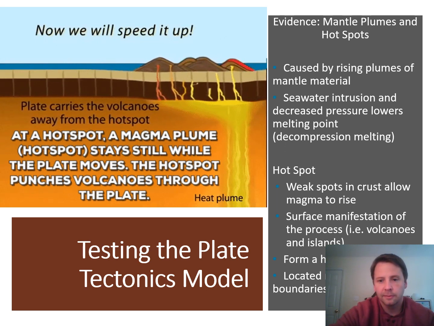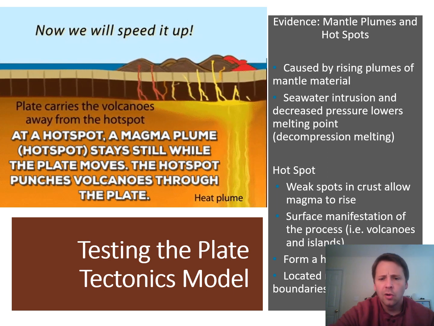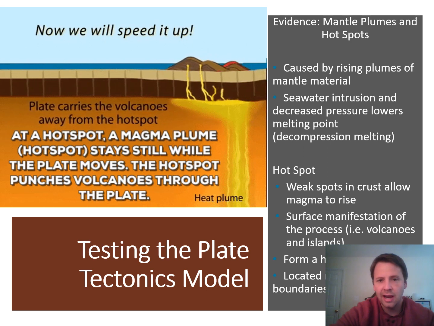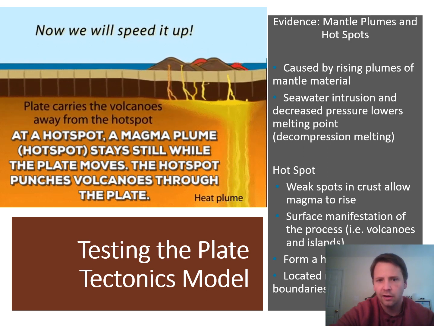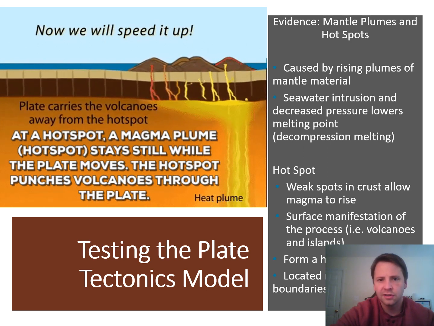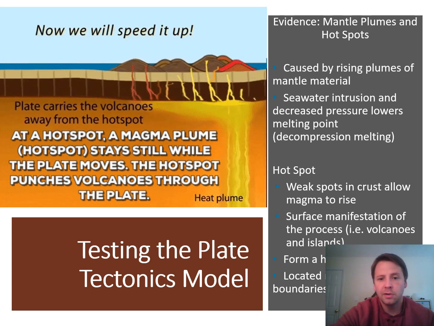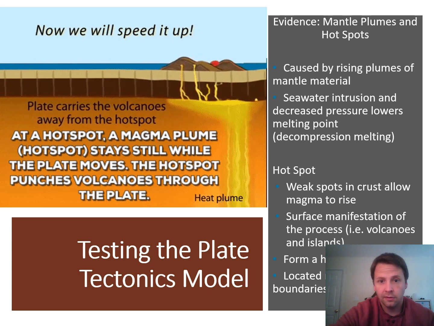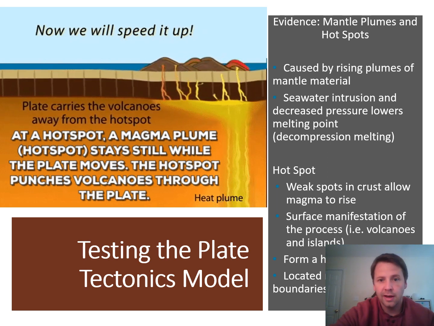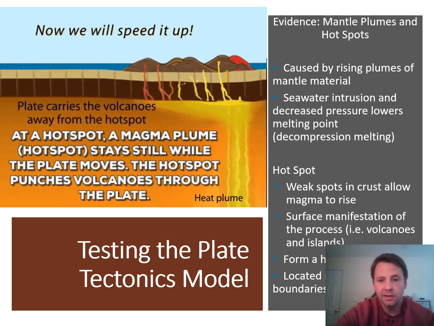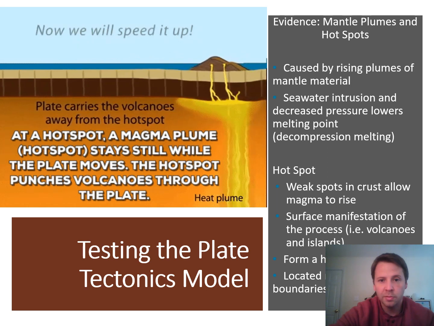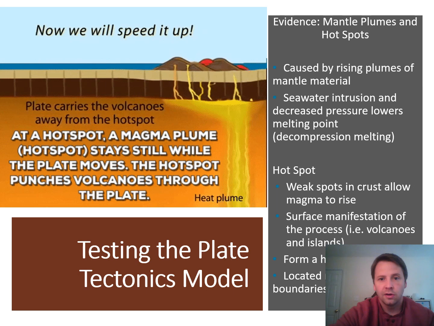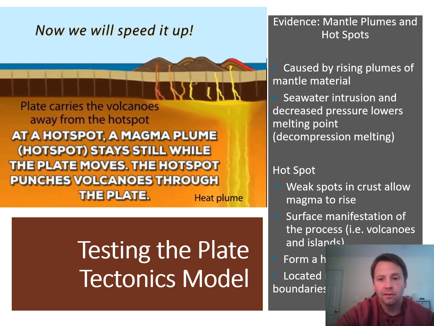Let me move this. We have hotspot tracks, and a hotspot track is simply just this chain. In this particular case, a chain of volcanoes. Again, the crust is continually moving, and assuming this plume stays, it'll continue to create these physical beings of volcanoes. As this moves, you're going to create a chain, right?